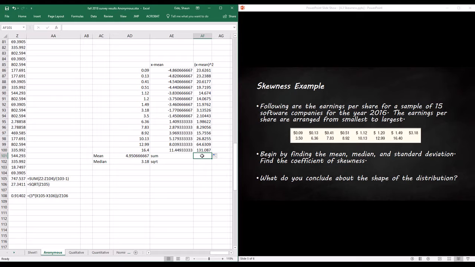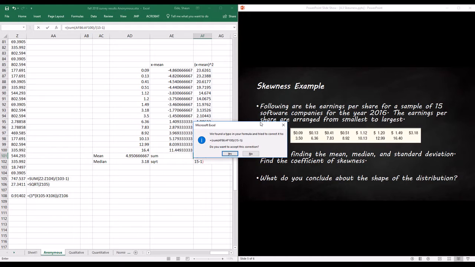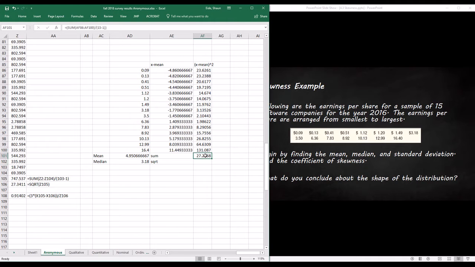And then once again equals sum, except we're going to do parentheses first. Sum. Okay, divided by parentheses 15 minus 1. So if you look, once again there's a total of 15 observations, but this is only a sample, so we need to do 15 minus 1, and then equals square root of 27.2668, and that gives us 5.22 is the standard deviation, or the square root of the variance.